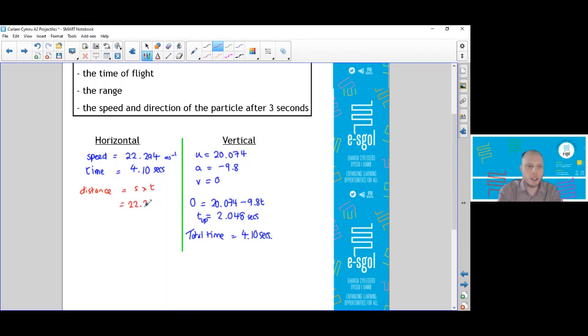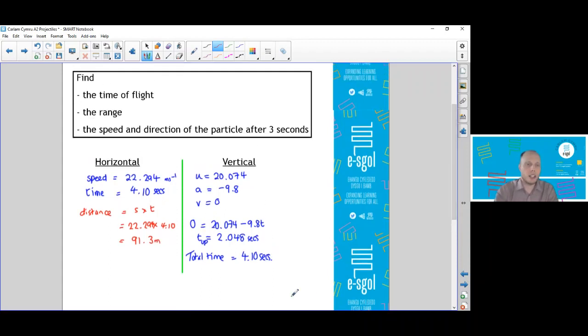So that's 22.294 times 4.10, and that gives us 91.3 meters. So I've actually done the first two questions. How long is it in the air? 4.10 seconds. Okay, that's 2.05 on the way up, 2.05 on the way back down. I found the range, because in that time it will travel 91.3 meters horizontally. Okay, so there's the first two done.